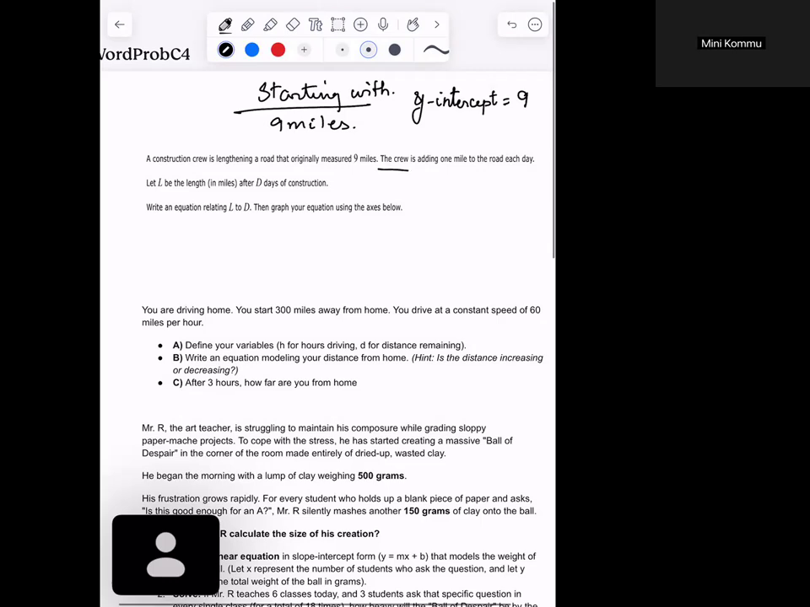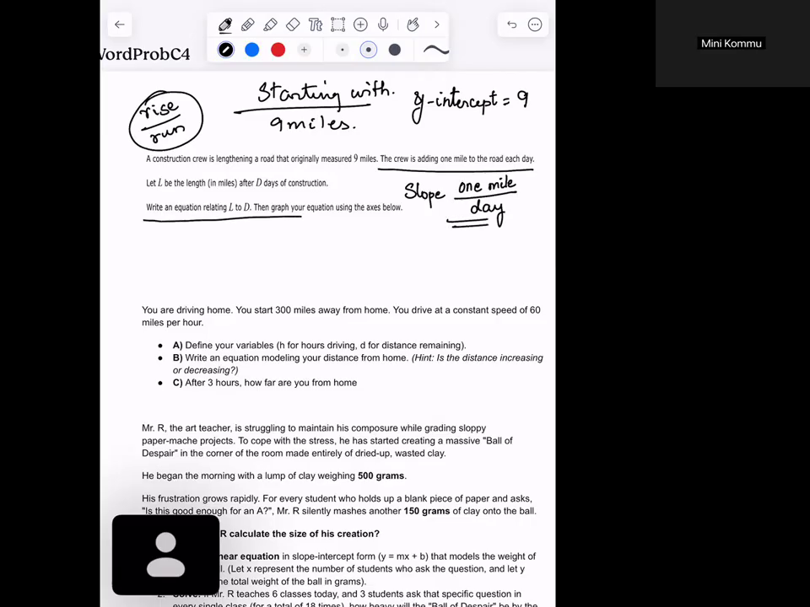The crew is adding 1 mile to the road each day. So if I would like to write it in mathematical notation, I'm going to write it as 1 mile per day. Yes or no? So which means this is my slope, because you guys know that the slope is always a ratio, right? Rise over run is slope. And if you see a ratio or a division problem, that is slope. That's it. You're done with this question, aren't you?